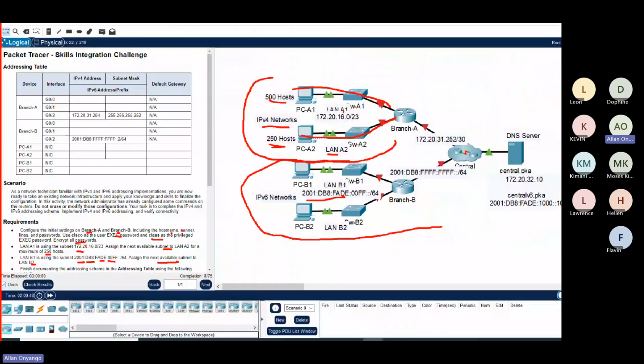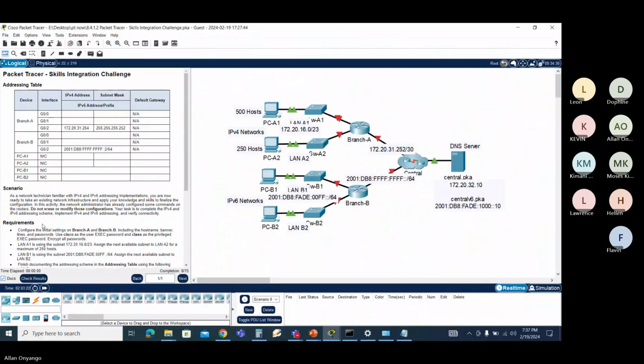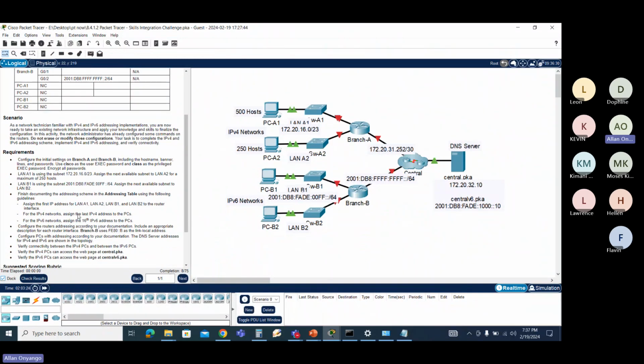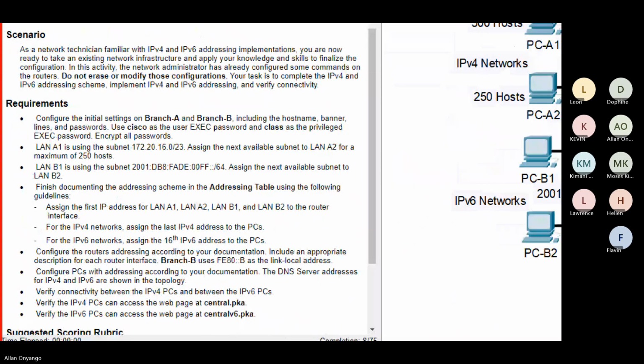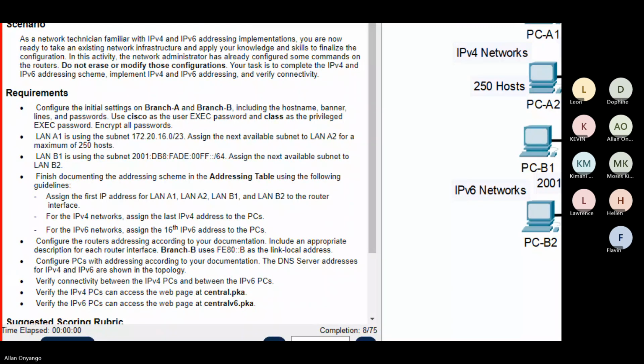This is where it gets interesting, ladies and gentlemen. Check this out. This is the catch. So the catch is here. In the assignment, assign the first IP addresses to LAN A1 and LAN A2, those are for IPv4. Then also LAN B1 and LAN B2 for IPv6. For the IPv4 networks, assign the last IPv4 addresses to the PCs. For IPv6 addresses, assign the 16th address.